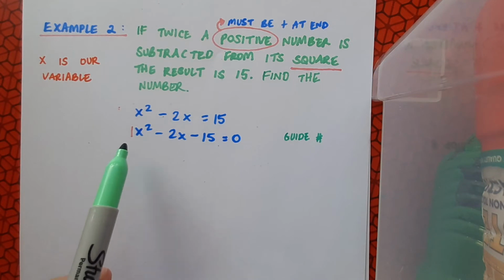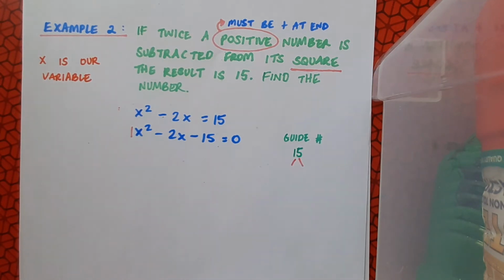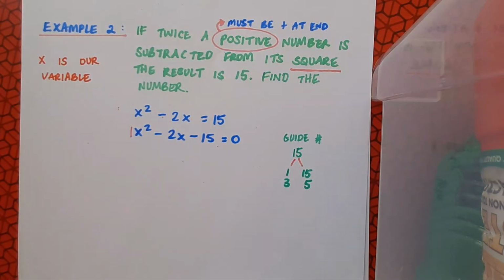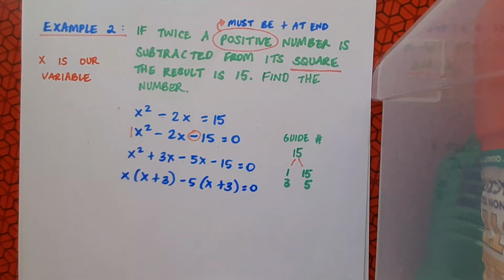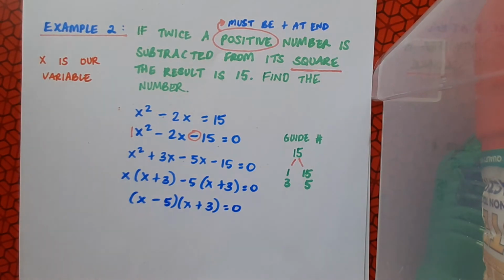So my guide number will be 1 by 15, which is 15. I'll factorize the 15. This gives me 1 by 15, or 3 by 5. This minus at the end of the quadratic tells me that I have to use different signs with my factors to make the minus 2. So I need a plus and a minus. So plus 3 minus 5 will give me minus 2. And now I'll factorize that. And then my last line of factorization will be x minus 5 times x plus 3 equals 0. So here's my factors. Now I get my roots.